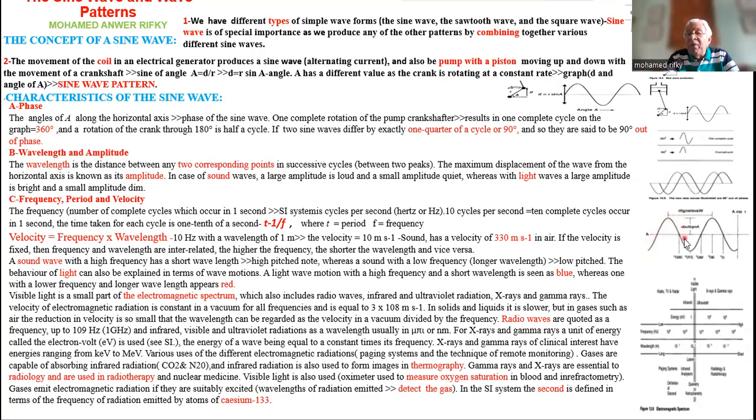Every sine wave has a length. The length is figured out from the top of the amplitudes, or the distance between two similar points, as from here to here. But most probably we take it from the upper part of the amplitudes. Amplitude, of course, is the height. So we have an amplitude and we have a wavelength.